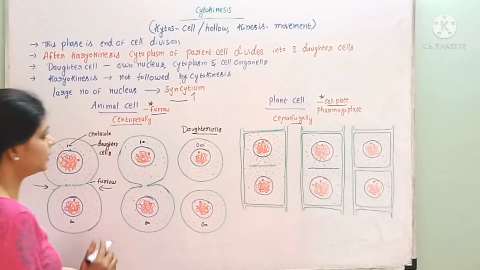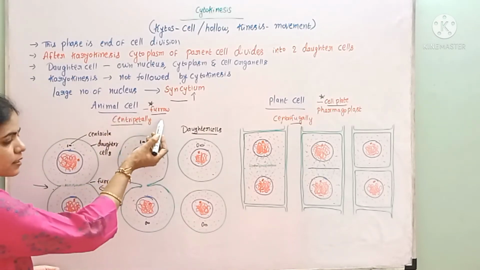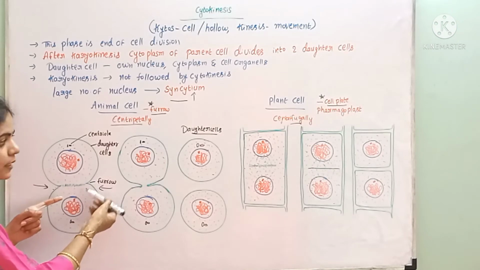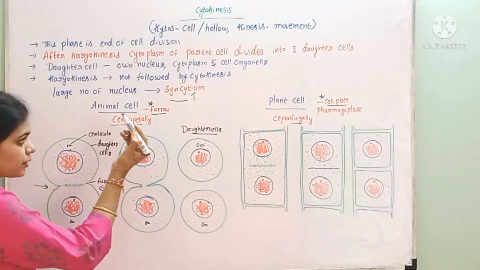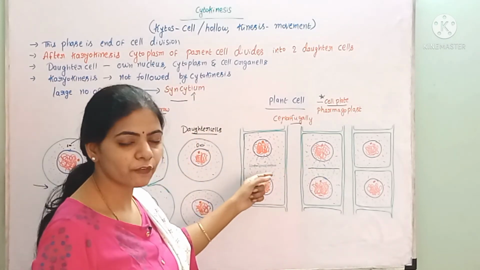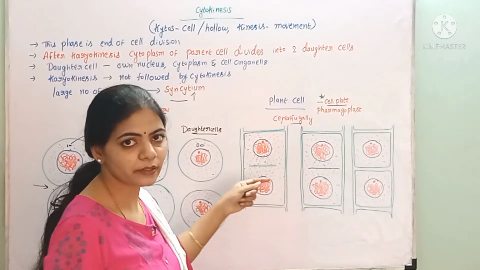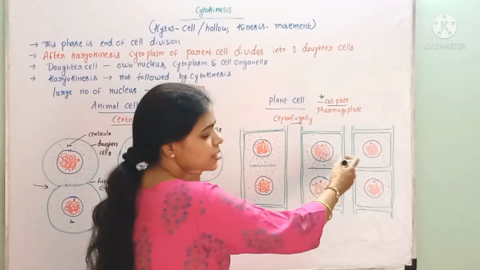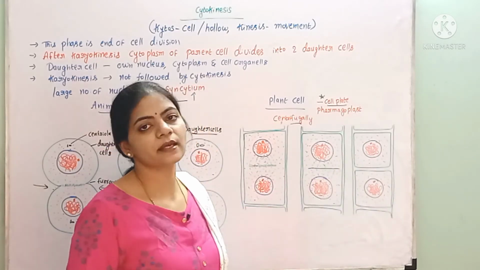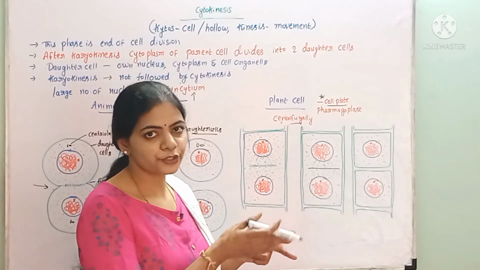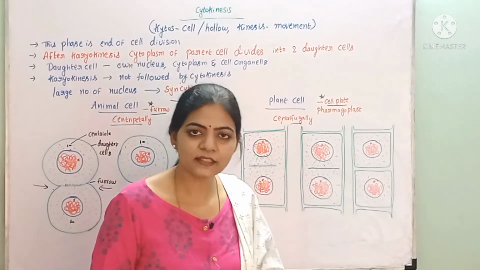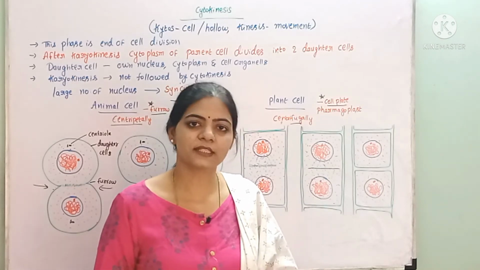So what happens? See the difference. In animal cell, there is a furrow formation, which will finally deepen in centripetal direction. Whereas in the plant cell, there is a central formation of a cell plate which will grow centrifugally, from the center to the periphery. Finally, that separates the cell into two daughter cells. So like this, in plant cell and animal cell, the cytokinesis process differs.